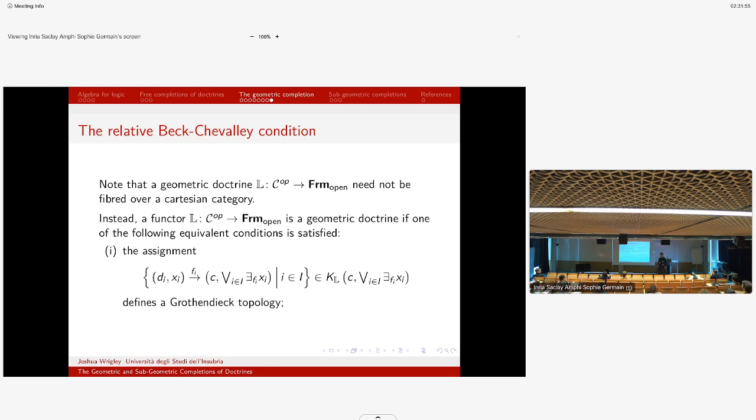The first one is the one by which we define them, which is that we want this assignment of covers to be a Grothendieck topology. So if I take any old functor into frames and open frame homomorphisms, then this assignment satisfies the maximality conditions for Grothendieck topologies. It doesn't necessarily satisfy transitivity, and we're going to say that my functor is a geometric doctrine when it does satisfy that transitivity.